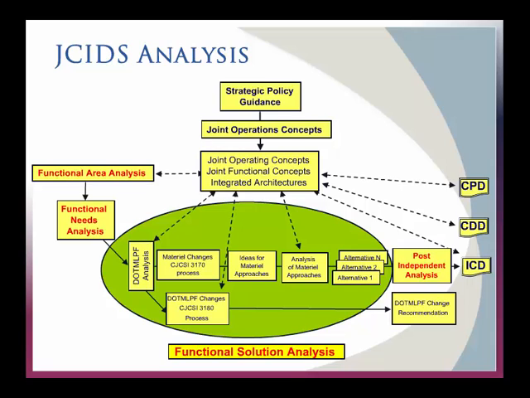Then the functional needs analysis is to assess the ability of current and program capabilities to accomplish the tasks. So again, do we really need something new, or are we just maybe not utilizing what we already have? Then the functional solutions analysis, FSA, which is an operational-based assessment of DOTMLPF approaches to solving capability gaps. And then on the right side, a post-independent analysis, an independent analysis of approaches to determine the best fit. So these are all elements of the JCIDS process and of a modern acquisition cycle.